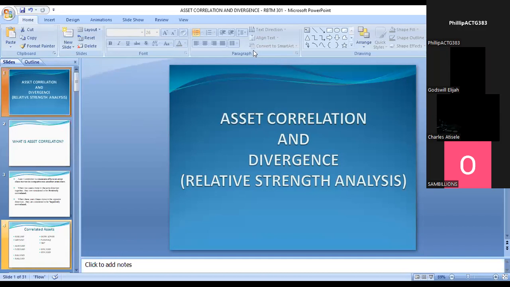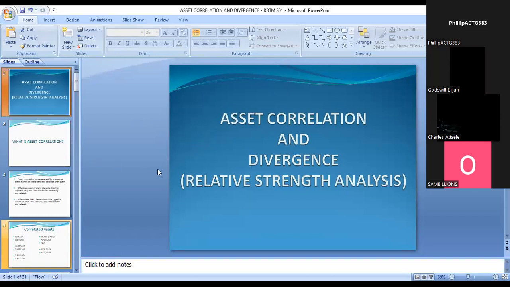So many times, when smart money forgets to sweep a particular area of liquidity and they create a new range or a failed range, they will usually come back. And that's what gives birth to harmonic patterns. That being said, let's move on to asset correlation and divergence.